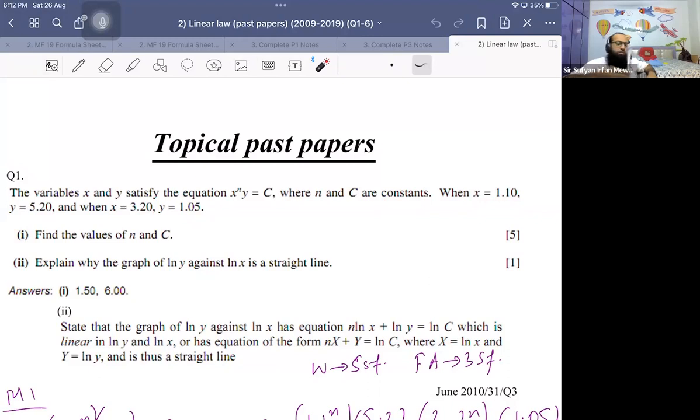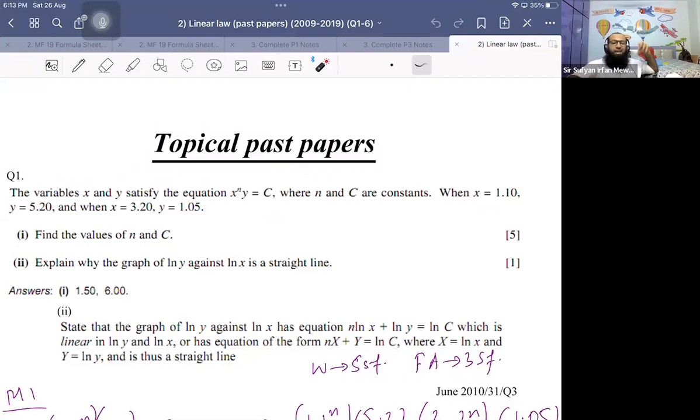Why? Because we have been given a simple equation and simple pairs: x 1.1, y 5.2, and x 3.2, y 1.05. So there is no need of linear law in part number 1. At times, students think that this is an implicit equation, so let's apply lg or ln on both sides, then convert it into linear form, and then substitute x and y. Yes, that can be done as well.